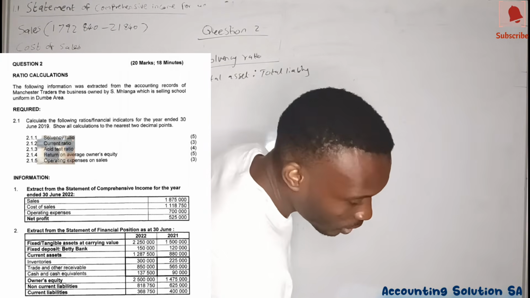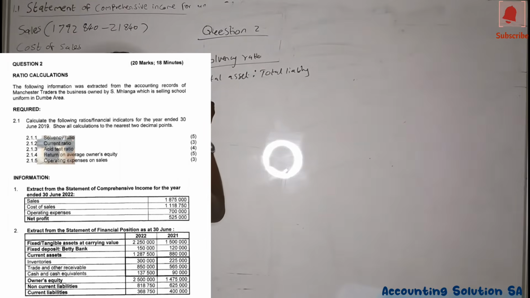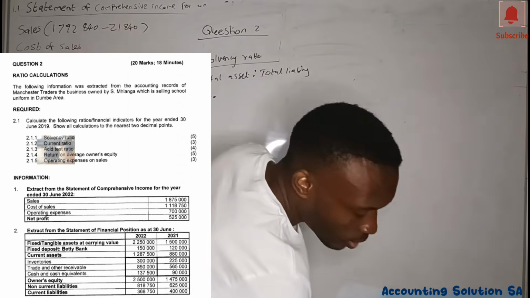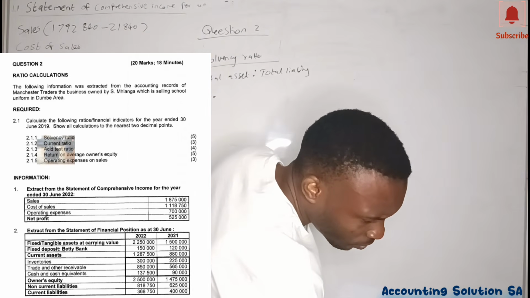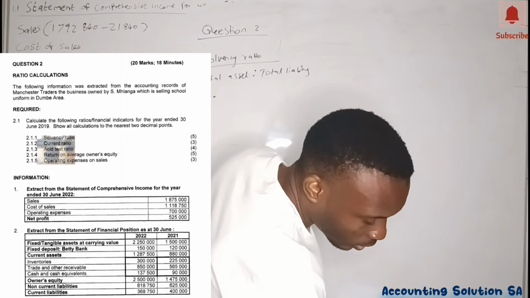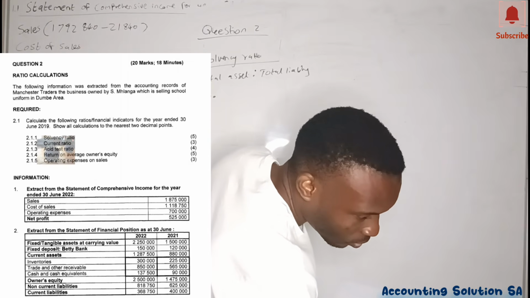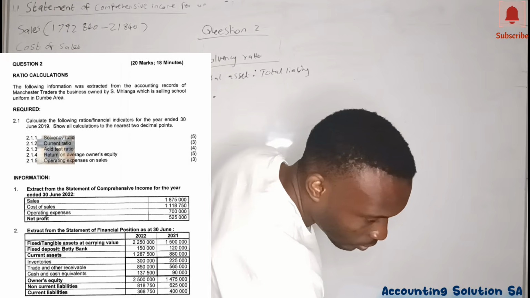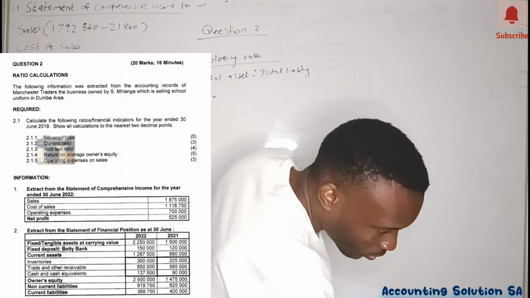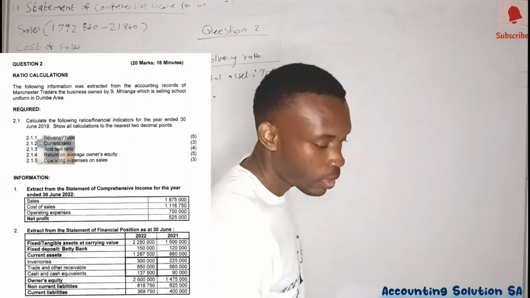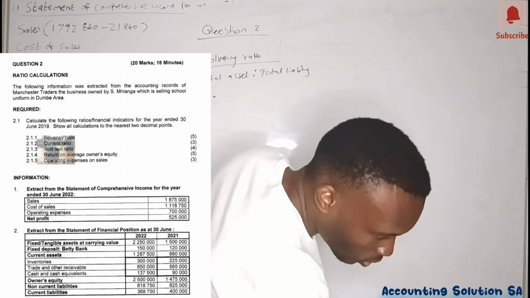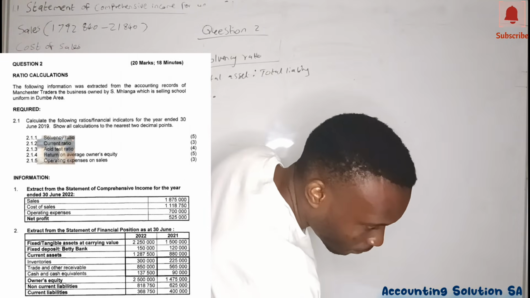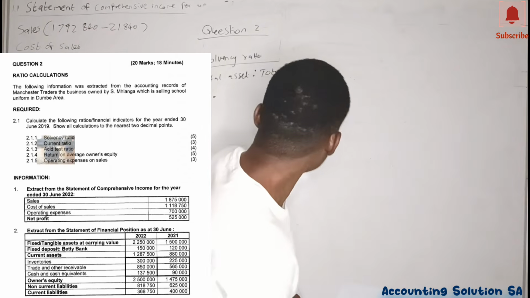The first one that we have is 2,250,000. Let's confirm which year they said we have to calculate. 2019. I think they made a mistake here. They were supposed to say it ended 2022. Okay, we're going to calculate for 2022.